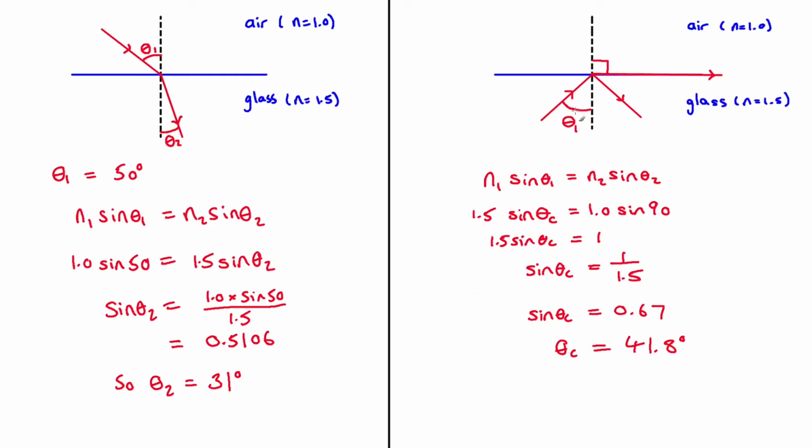That means any angles greater than 41.8 degrees, we won't get any refraction at all. All of the ray of light will be reflected. So at 42 degrees, 43 degrees, and any angle in fact bigger than 41.8 degrees, you won't have any refracted ray, you'll just have a reflected ray where the angle of reflection equals the angle of incidence.